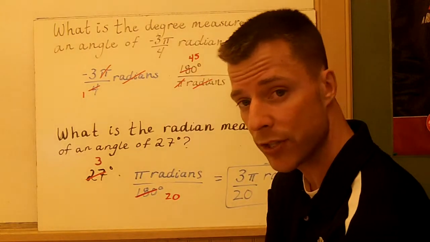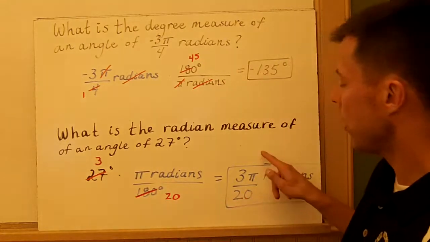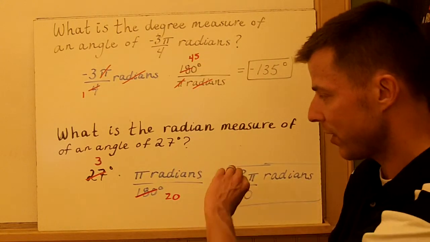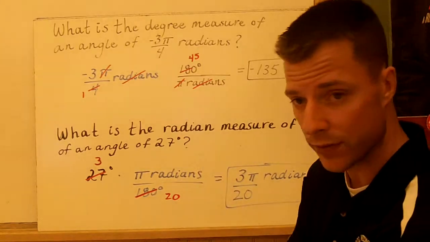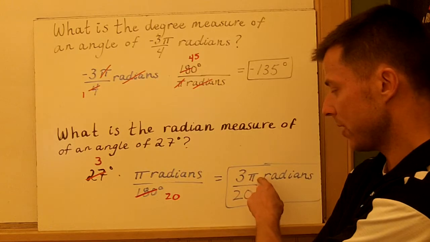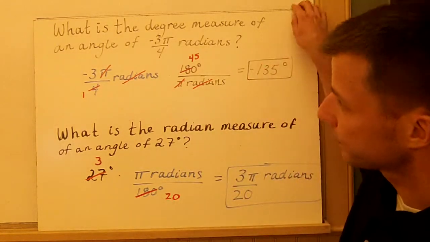That's our unit of measure. So you think about walking 3 pi over 20 radians around a circle. That's the same thing as rotating 27 degrees. 3 over 20, that's a small number. 3 times 3, it's basically almost 9/20.